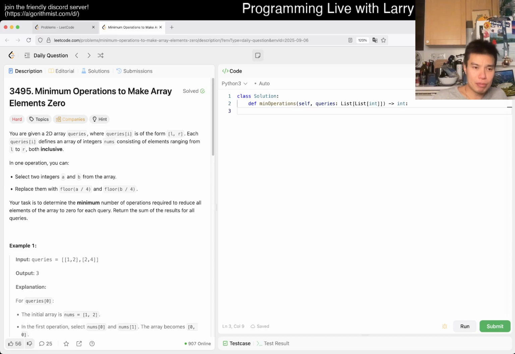Anyway, we have 3495, Minimum Operations to Make Array Elements Zero. You're given a 2D array queries, where each query is left and right. Each query defines an array of numbers from L to R, left and right inclusive. In one operation, you can choose 2 integers A and B from the array and replace them with floor of A over 4 and floor of B over 4. Man, they really made that hard to say. Your task is to determine the minimum number of operations required to reduce all elements of the array to 0 for each query. Return the sum of all the answers over all queries.